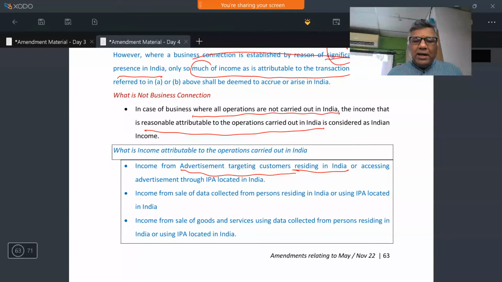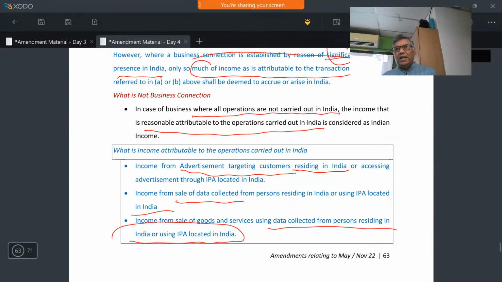Income from sale of data collected for an IPA located in India, Internet Protocol Address located in India. Income from sale of goods from data collected from residents of India or using an IPA in India. It might take some time to mature, but we have defined it at least. If you service a person who is in India, who is accessing the internet from India, whose IPA is in India, that means so much of the income is attributable in India to Indian operation. I will tax it.